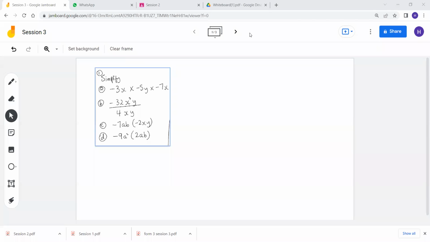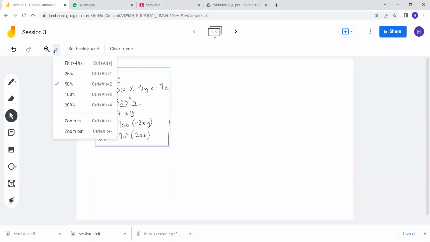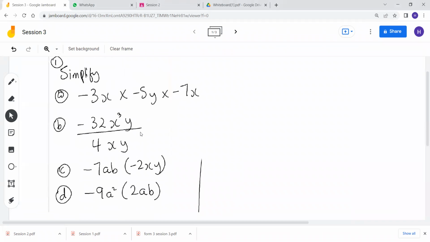Right. So if you could see here, we have the first set of homework, which is to simplify. We want to simplify the following, right? So we simplify here using the multiplication laws of directed numbers. Quickly, we could do this here. Let's do the first multiplication first. 5 times 3 is 15. So this is equal to 15xy, right?